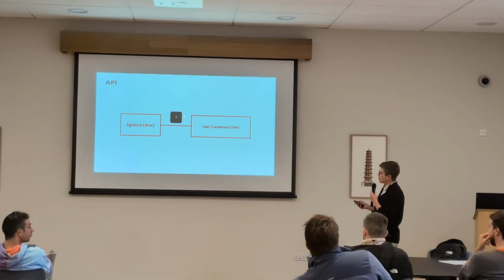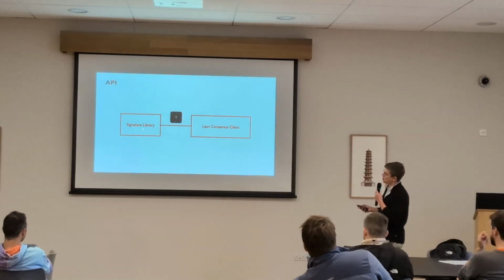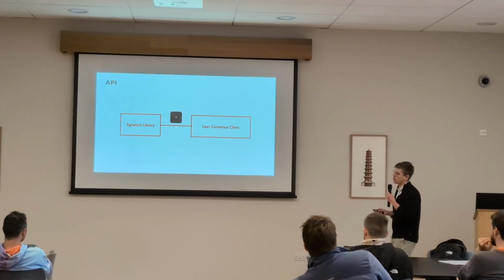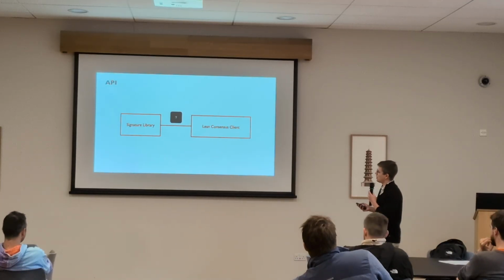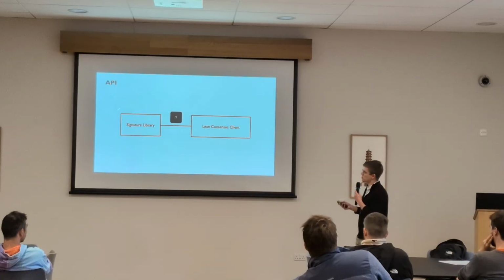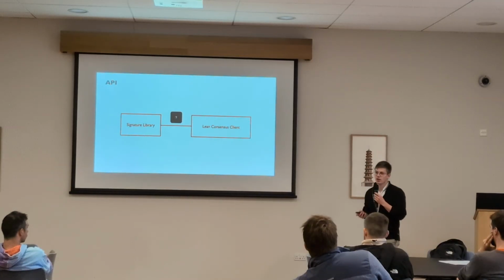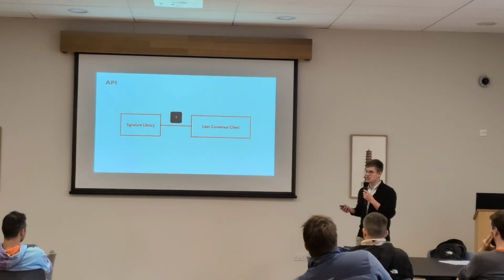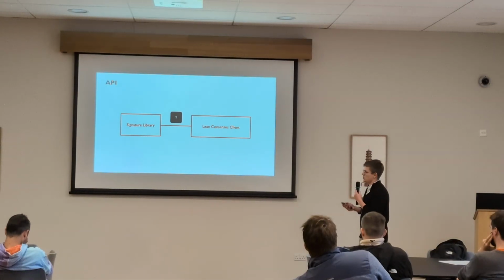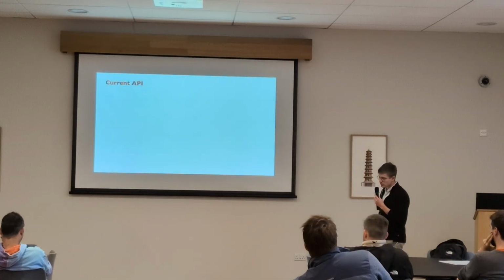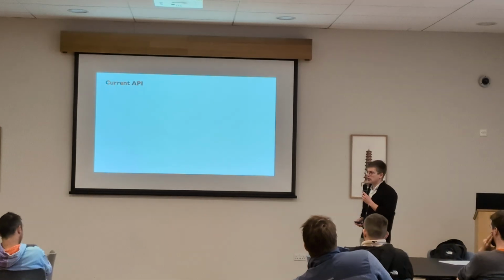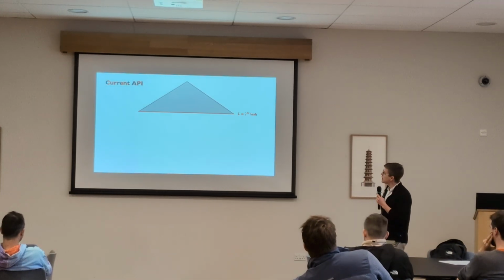So what I want to talk about is this interface between the signature library and any Lean consensus client. Ideally, we want to encapsulate as much cryptography as possible in this signature library and not make the clients deal with the cryptography internals, but we still need it to be flexible. Okay, so let's look at the current API, what the signature library gives us.